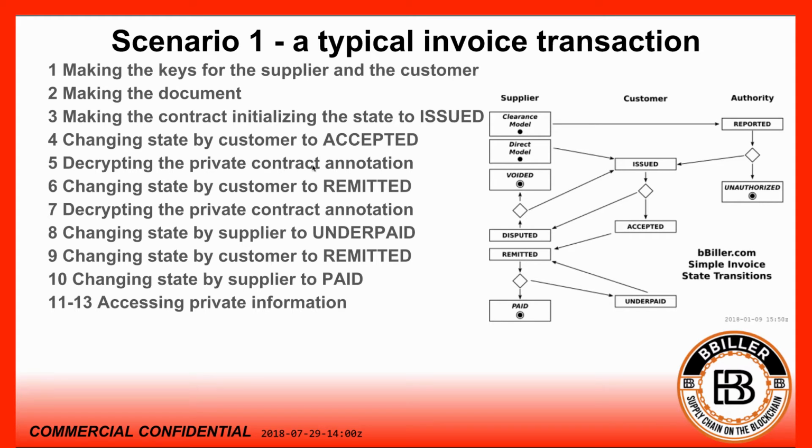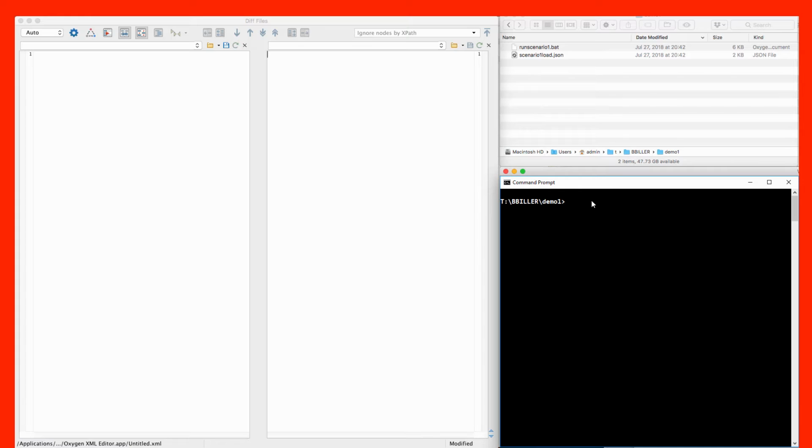We'll expose some information that was added by the customer. We'll change the state to remitted, and we'll again decrypt some new information that replaces the old private information. We'll change the state by the supplier to underpaid. Apparently not enough money was paid. The customer then changes the state to remitted after having finished the payment, and then the supplier will determine that enough money has been paid and the process is done. So let's run our first scenario.